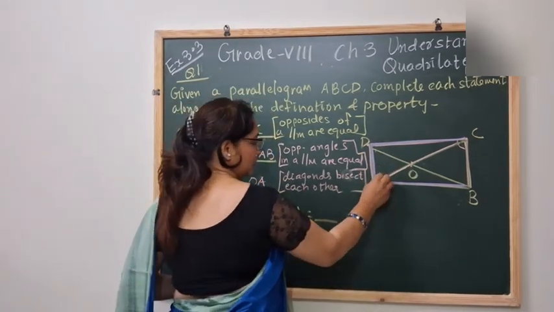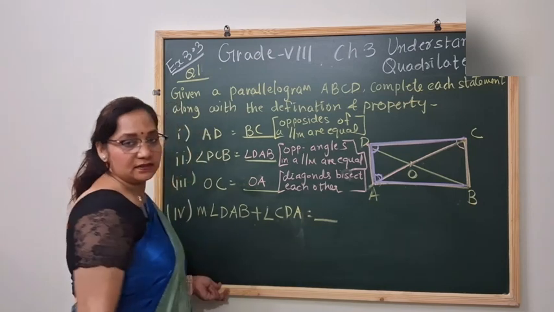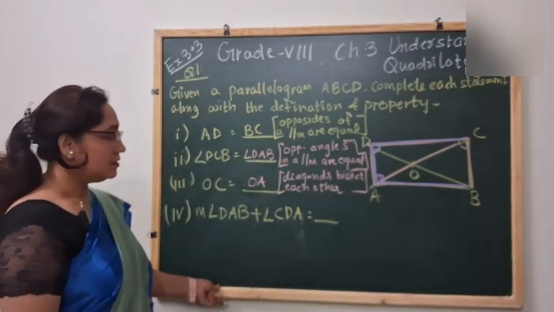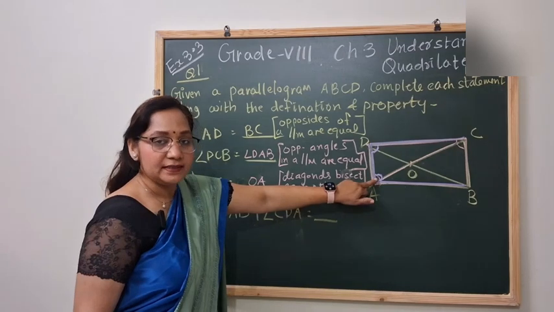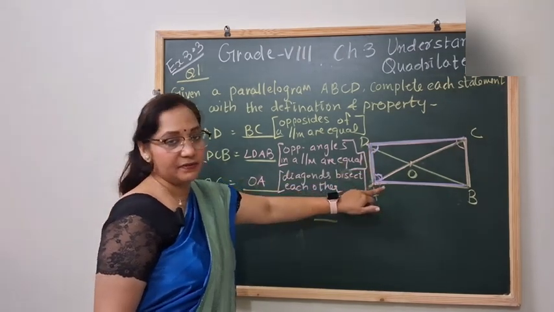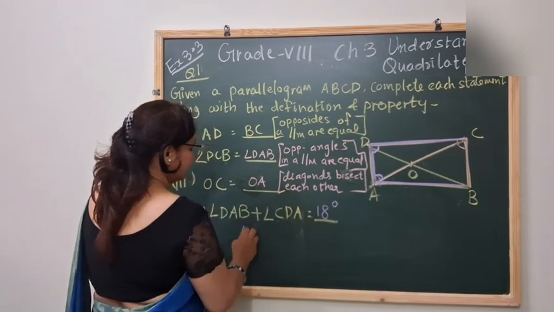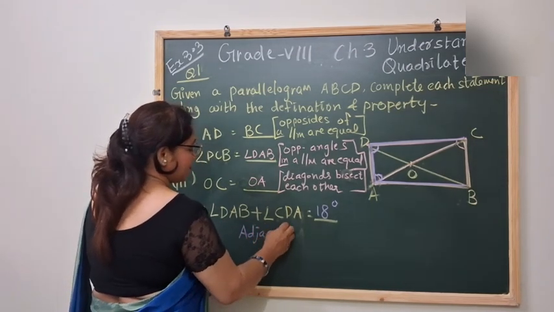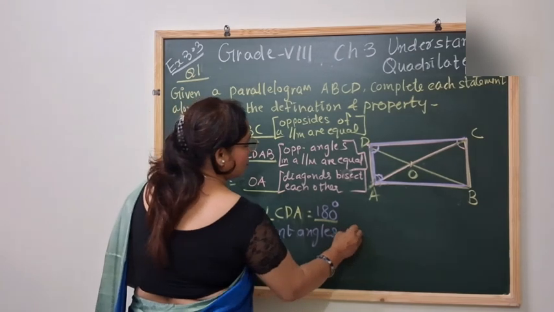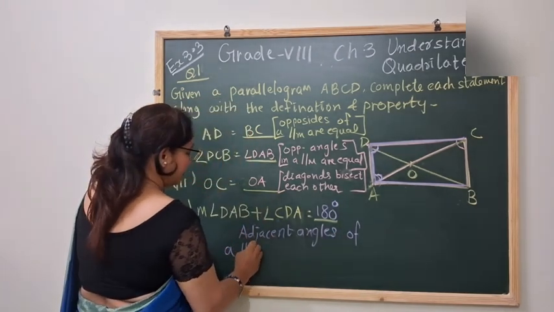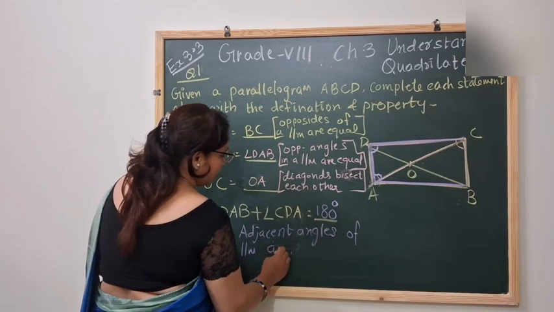Angle DAB means this one. Okay, and angle CDA means this one. So what about these two angles we discussed? These two angles are adjacent angles of a parallelogram, and adjacent angles are always supplementary. They are adjacent angles and they are supplementary. The sum of these two angles is always 180 degrees. Adjacent angles of a parallelogram are supplementary.